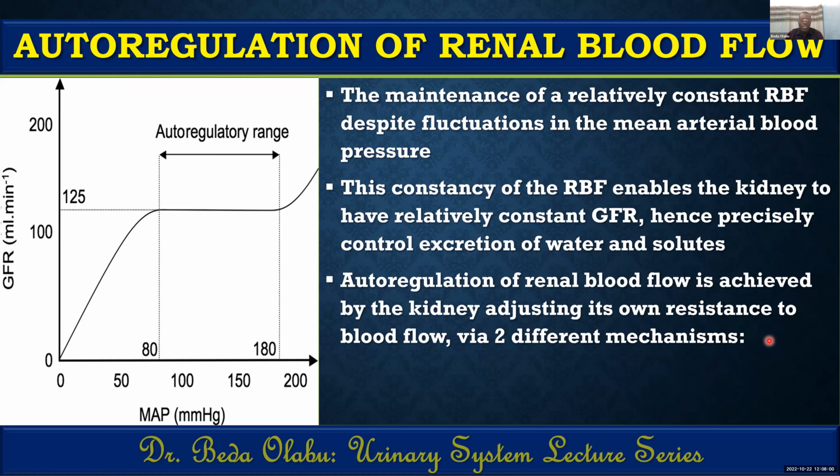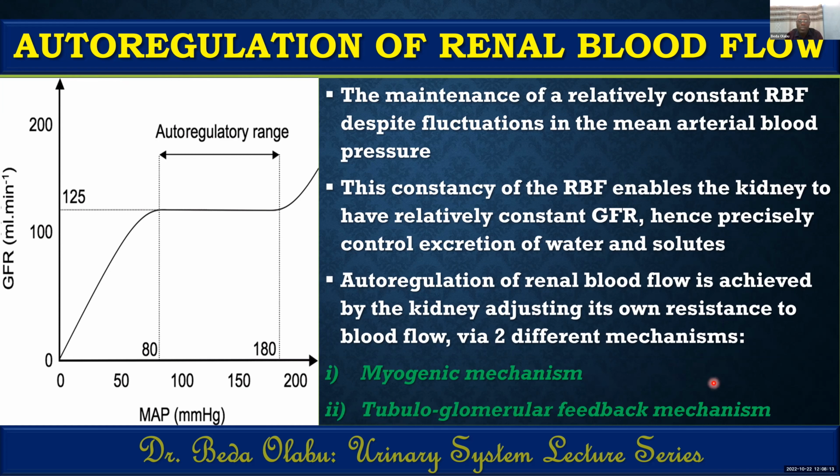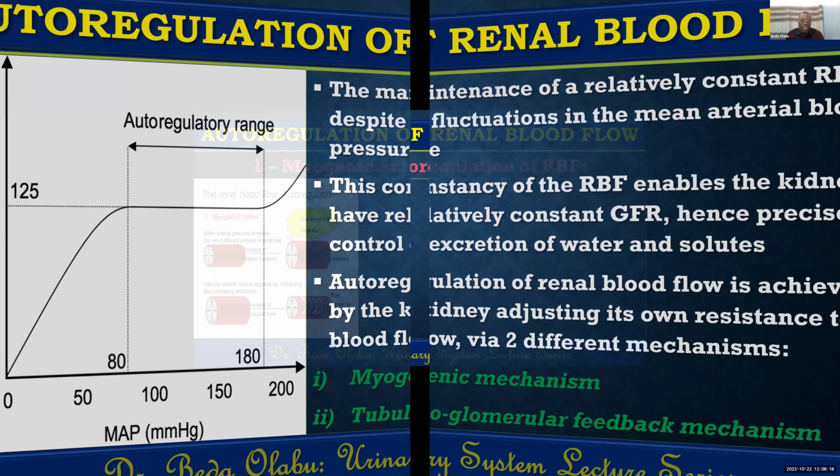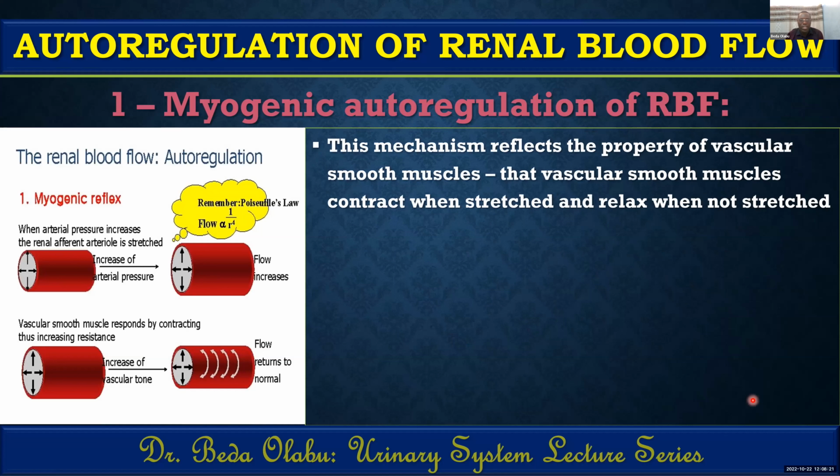The autoregulation of renal blood flow is achieved through two key mechanisms. There's what we call the myogenic mechanism, and there's what we call the tubuloglomerular feedback mechanism. Let's start with the myogenic autoregulation. The myogenic autoregulation basically reflects the property of smooth muscles in general. For vascular smooth muscles, when you stretch them, they contract. And if you don't stretch them, they relax.